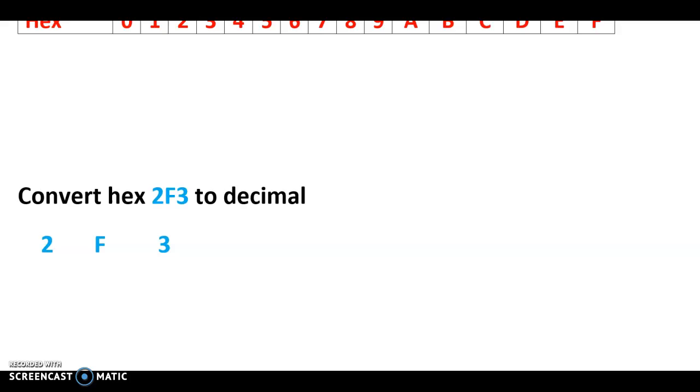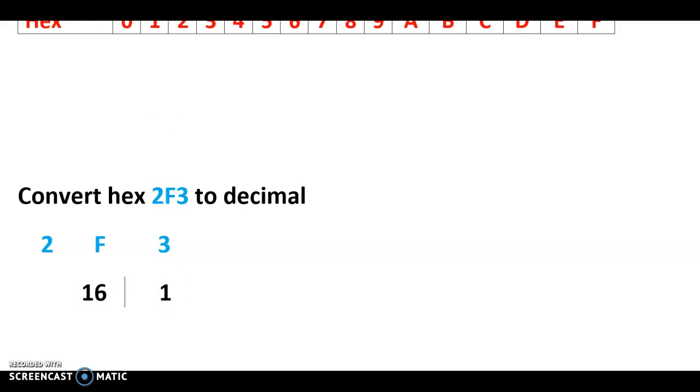Anything to the power 0 is 1, so I write it there. Then to the left, we have F. Underneath that F, we're going to write 16 to the power 1, which is 16. We'll convert these to a different font color so that they're in decimal. There it is.